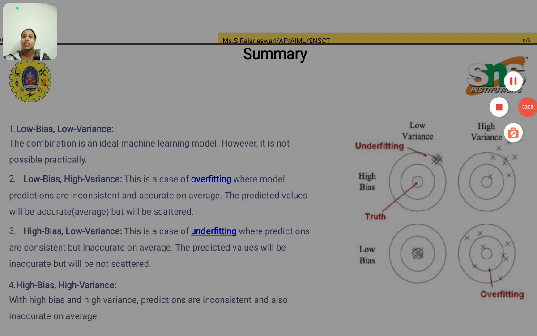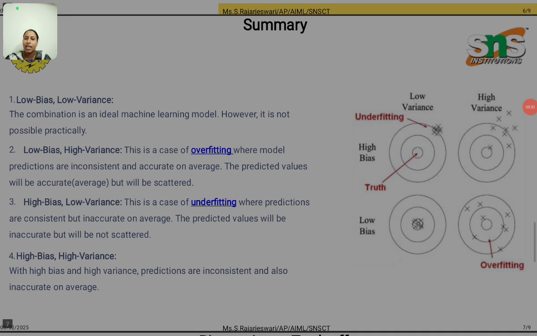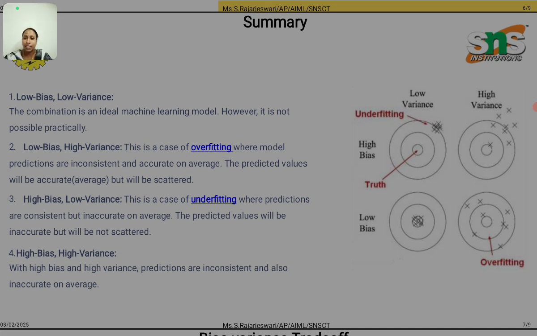And high bias, low variance is a case of underfitting, where predictions are consistent but inaccurate on average. The predicted values will be inaccurate but not scattered. So this state is called high bias and low variance. The fourth one is high bias and high variance. In this case, predictions are inconsistent and also inaccurate on average. So this state is called high bias and high variance.